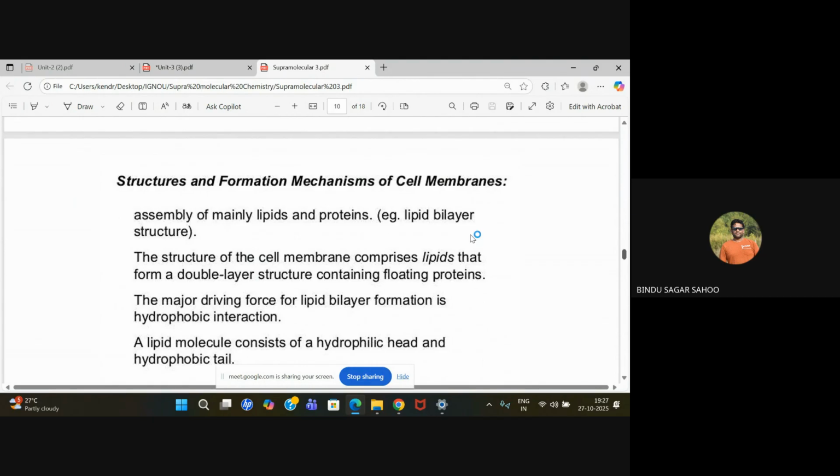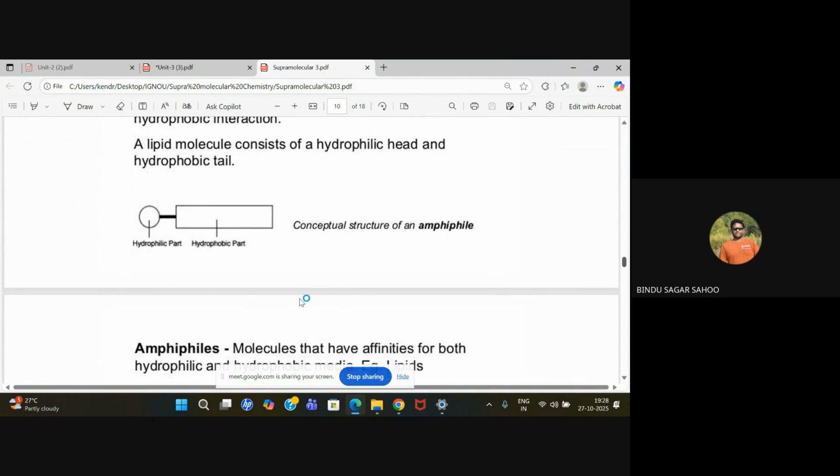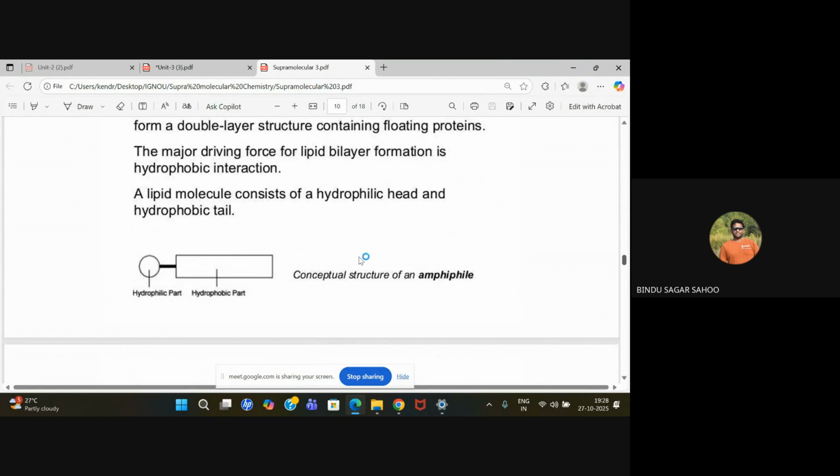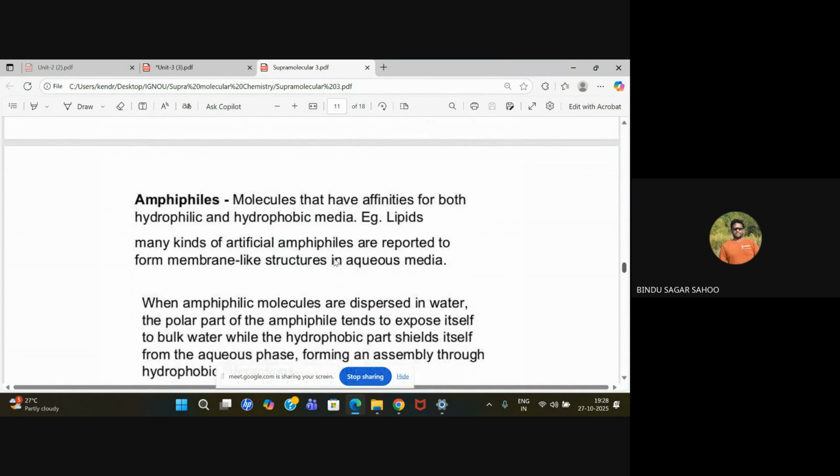That's why this is called a lipid bilayer. The two layers are present, and the circle part is the hydrophilic part, and the straight line part is the hydrophobic part. So sometimes this is called amphiphilic. That means they contain both the hydrophilic part and the hydrophobic tails.